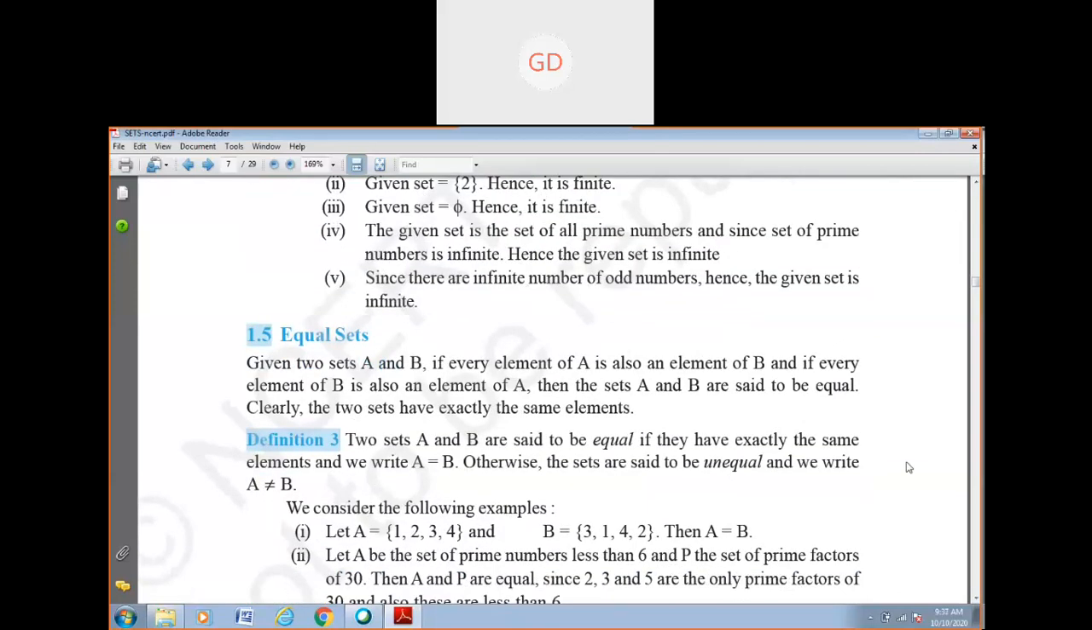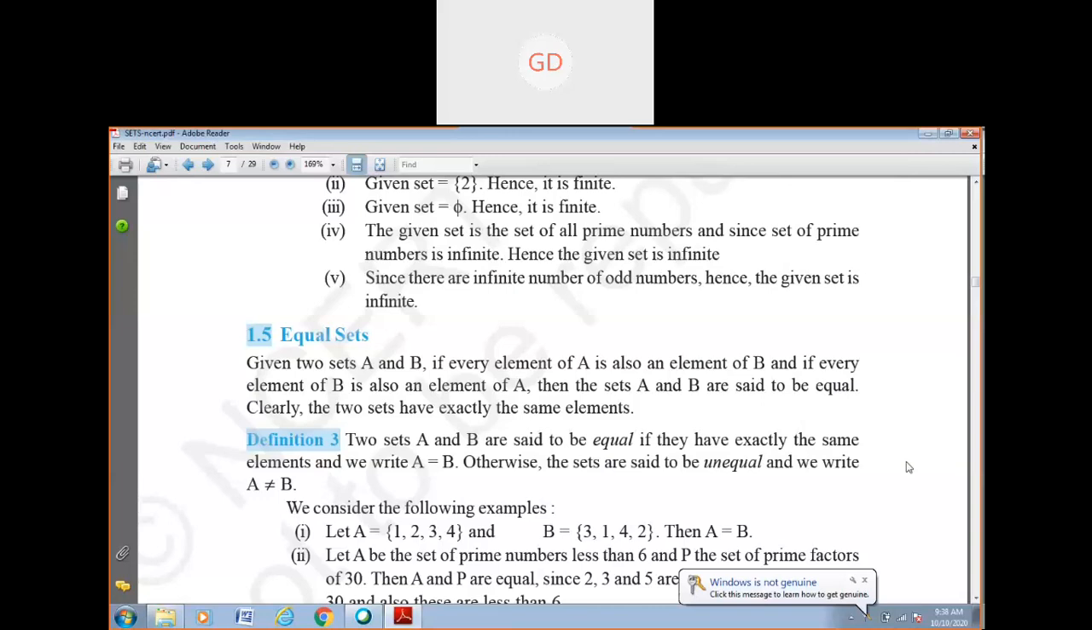Next, we go to equal sets. We know what a set is and how it is represented, and finite set, infinite set, empty set. Now, when can two sets be said to be equal? Equality of sets. So how can you say two sets are equal?